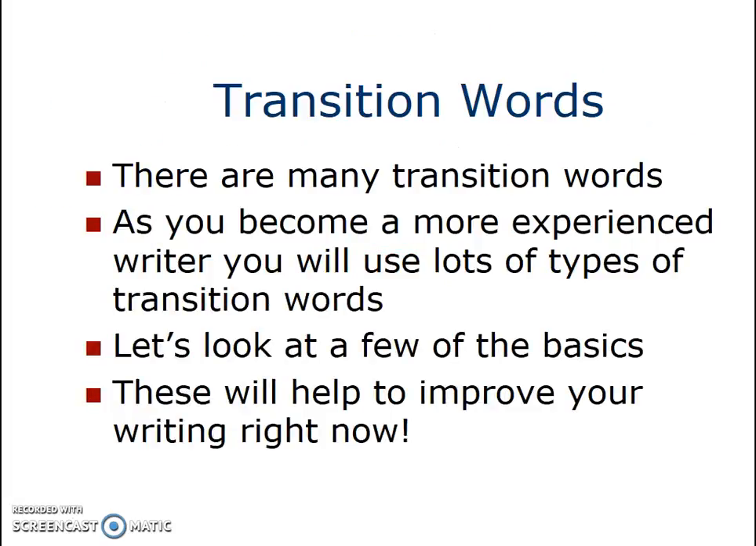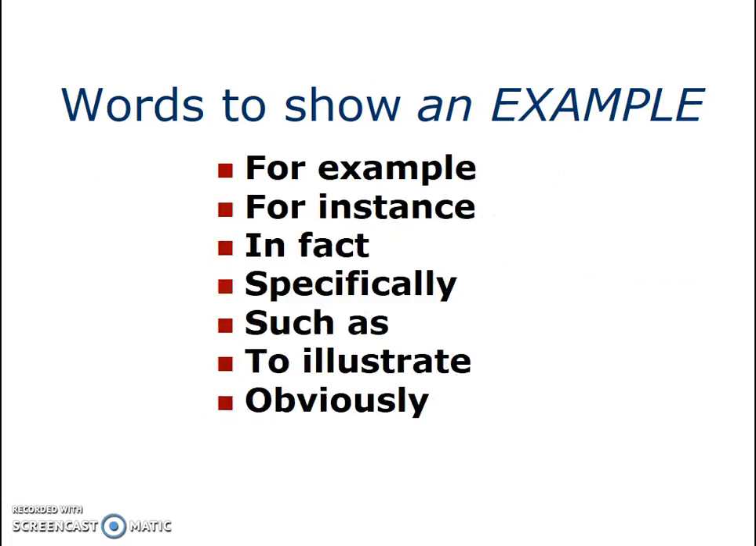There are many transition words. As you become a more experienced writer, you will use lots of types of transition words and transition phrases and sentences. Today we're going to look at a few of the basics. These will help to improve your writing right now. These words can show an example: for example, for instance, in fact, specifically, such as, to illustrate, and obviously. Use these when you have given a detail and you want to then give an example of that detail.